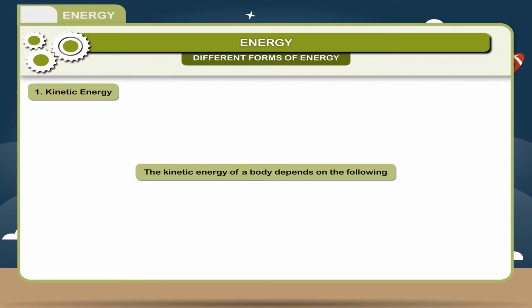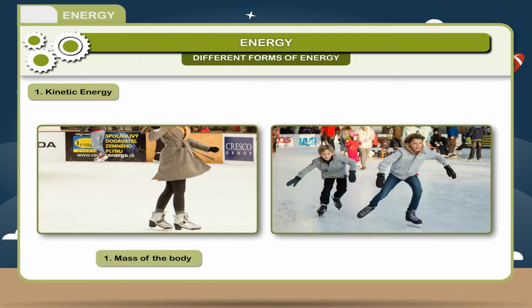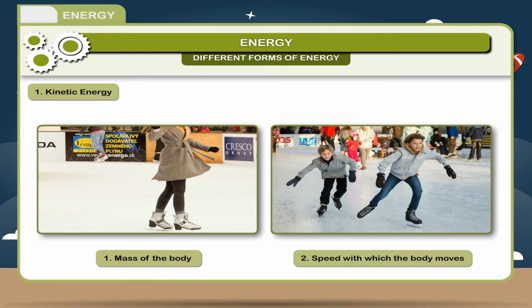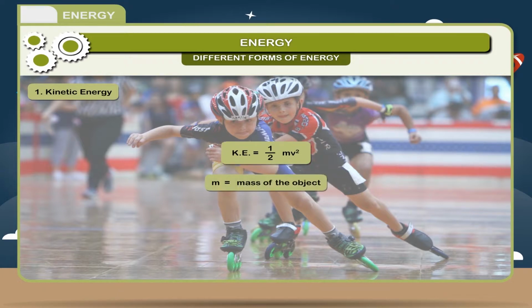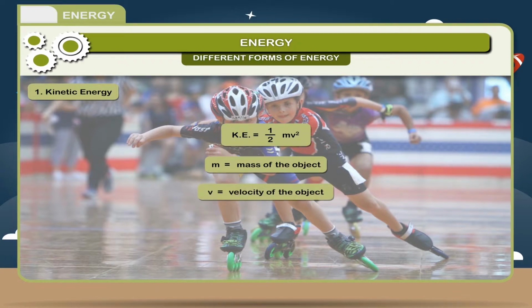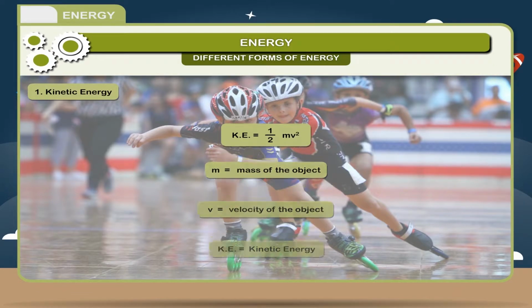The kinetic energy of a body depends on the following. 1. Mass of the body. 2. Speed with which the body moves. Its formula can be given as kinetic energy is equal to 1 by 2 mv square. m is equal to mass of the object. v is equal to velocity of the object. KE is equal to kinetic energy.